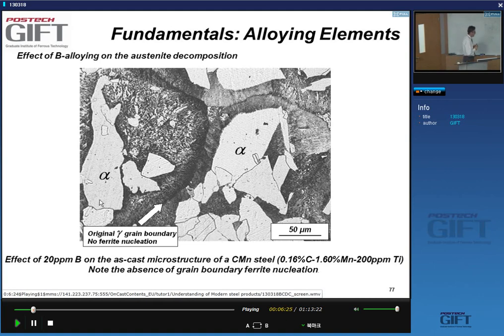Yes? And that is one of the reasons why we use boron, because we achieve this very efficient suppression of ferrite nucleation at very low concentrations of boron. Very, very low. Yeah? A few ppm. The effect is already very visible at 10 to 20 ppm of boron. So remember, that means 0.0010, 10 to the minus 4, 10 times 10 to the minus 4, mass percent or weight percent of boron. Okay?